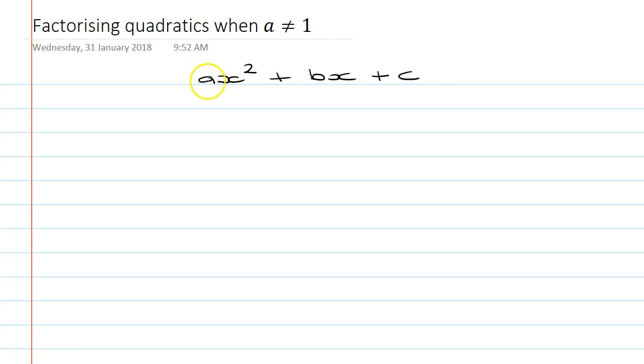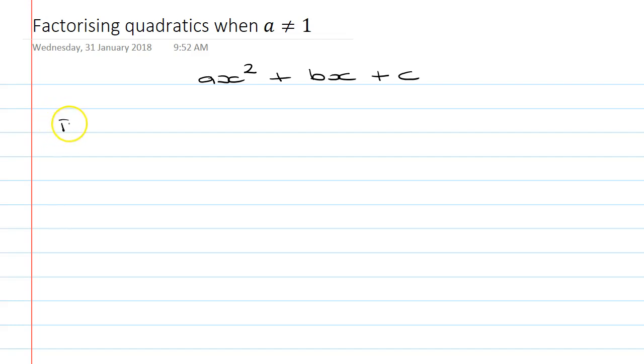You can see that in the previous video that you've watched, the a was always 1. Well, what happens when the a is not 1? We're going to use a method which is called grouping. We're going to factorize by grouping pairs together. So I'll just give you a little bit of background help with that to begin with.